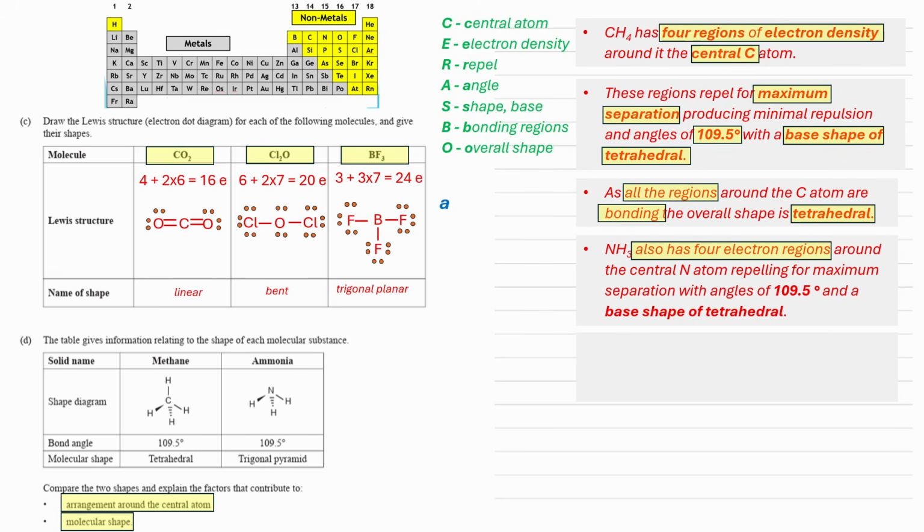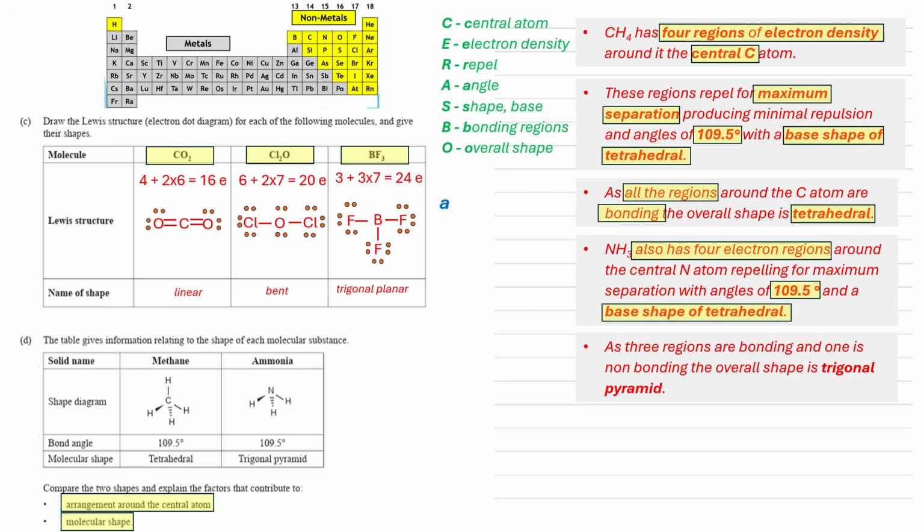Now remember, the reason that the base shape and the overall shape are the same is because we had all of the regions bonding. So I have talked about the arrangement around the central atom. Absolutely, that's this part, the second part, and the molecular shape, the last part. Okay, so let's do the same for ammonia.